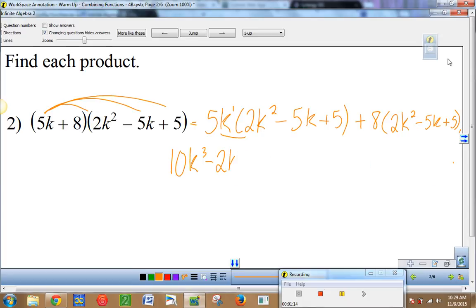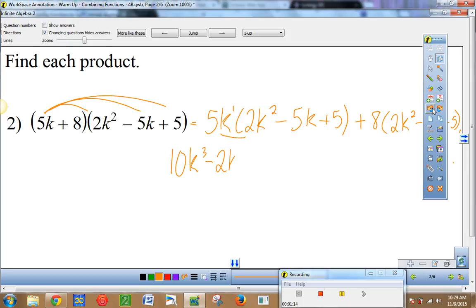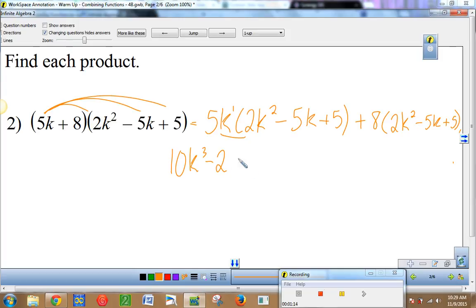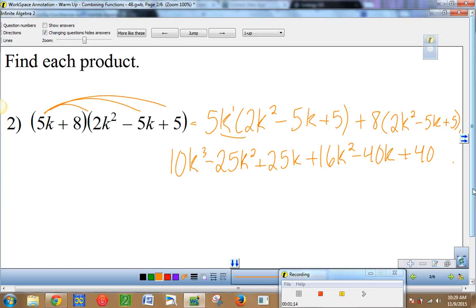Wow. So, 25k squared. Then what? Plus 25k. Okay? That's this whole guy. What about this guy? 16k squared. Okay? Negative 40k, good. Plus 40, beautiful. Alright, which of these can get combined together, which can't?